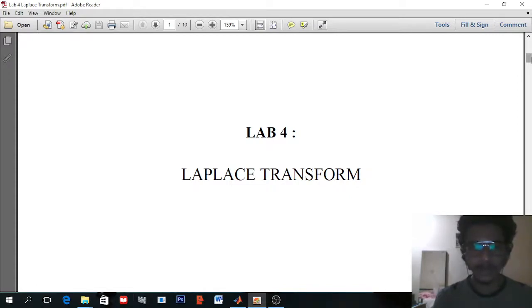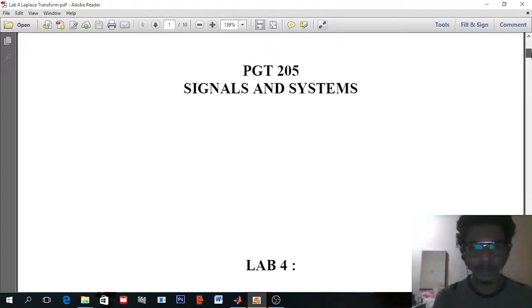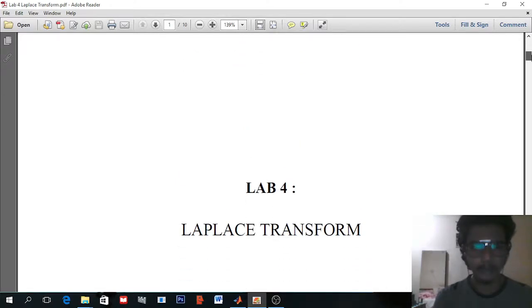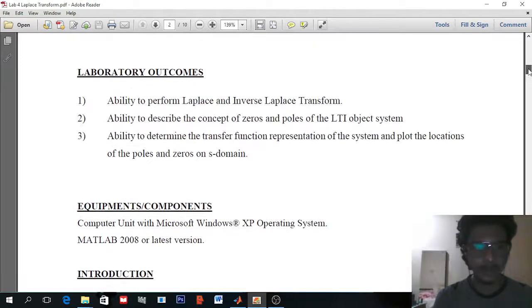So today we're going to do a lab for signals and systems, that is Laplace transform. First of all, laboratory outcomes. Ability to perform Laplace and inverse Laplace transform. Second, ability to describe the concept of zeros and poles of the LTI system. Third, ability to determine the transfer function representation of the system, and plot the poles and zeros on the S domain.